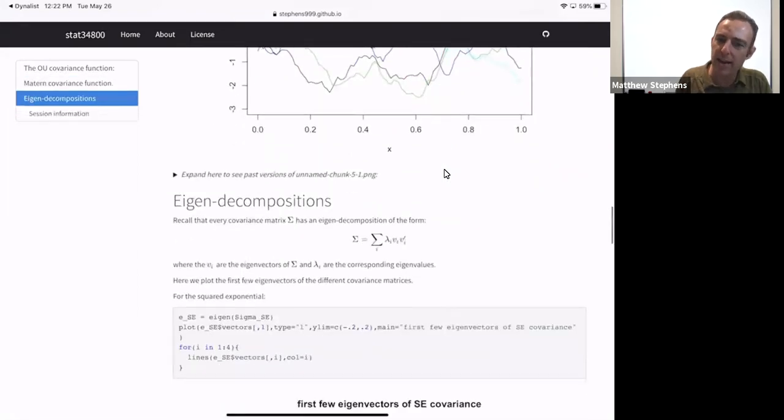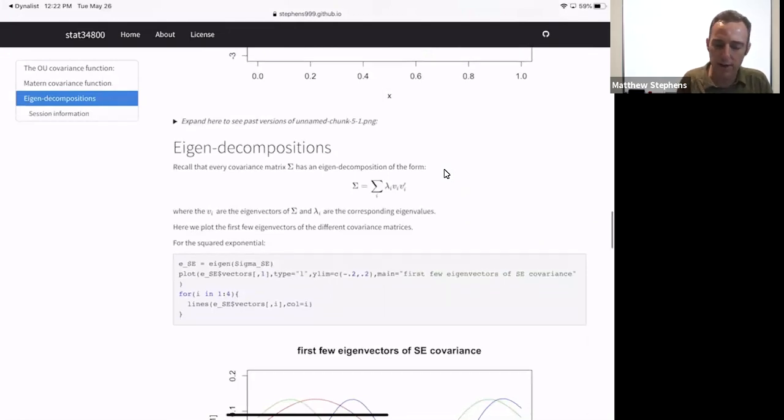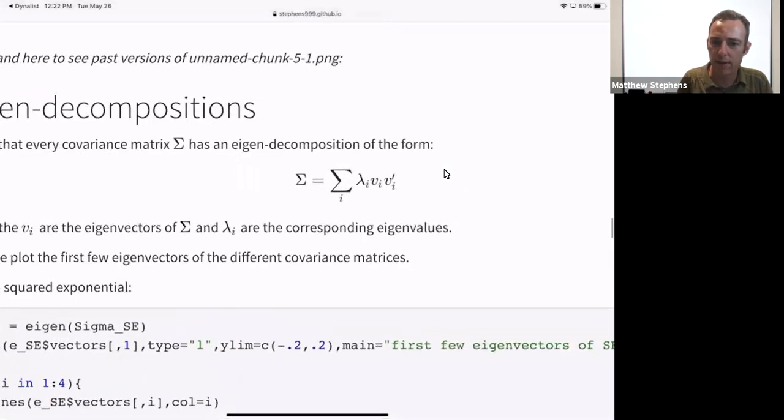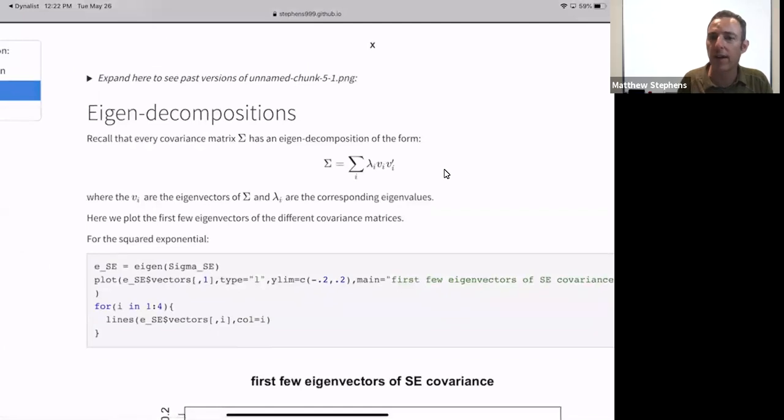At the end of this vignette I look at the eigen decomposition. Remembering that every covariance matrix can be written in this form, as an eigen decomposition, we can think of the multivariate normal as having random weights on the v's. Let's call them z, random weights zi on vi, where zi is normal 0, lambda i. Or if you prefer, you can have them be square root of lambda i, zi, vi.